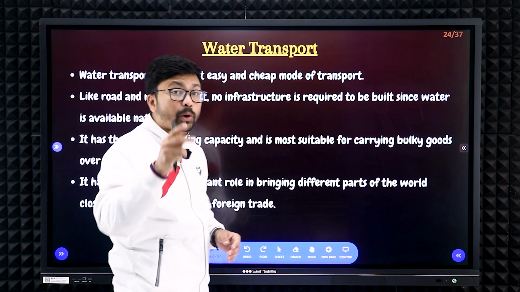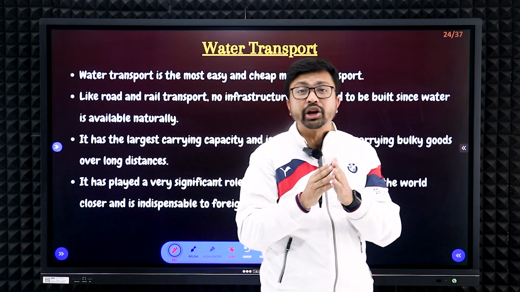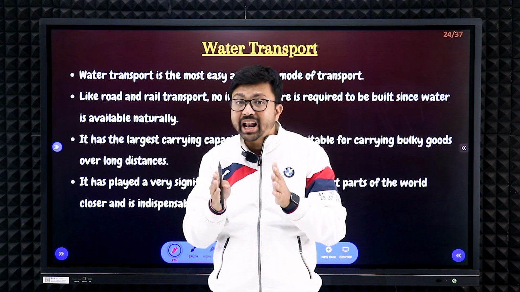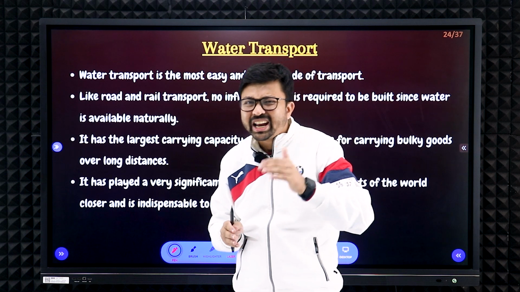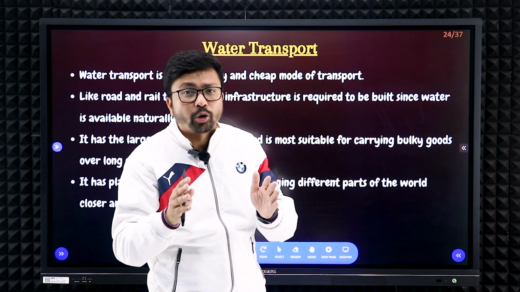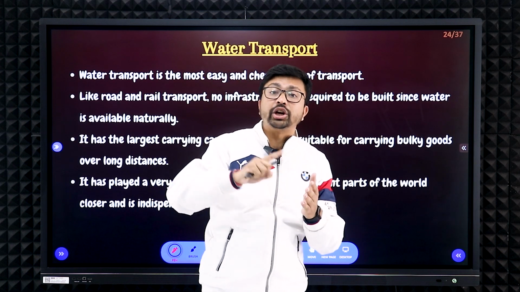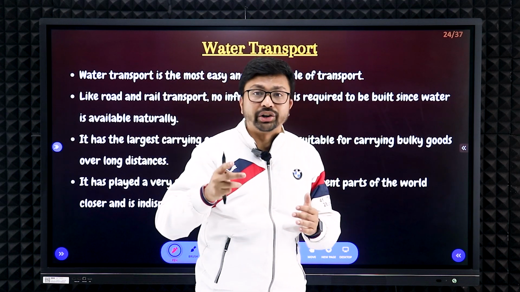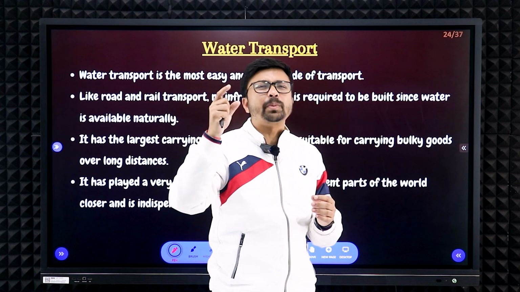Next, water transport. Water transport is divided into two types. What are those? Inland waterways and oceanic waterways. Inland waterways means within the country, and oceanic waterways means connection with other countries or other continents, right? The oceanic waterway is very, very important.